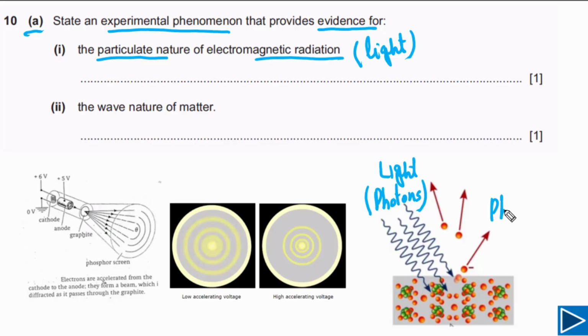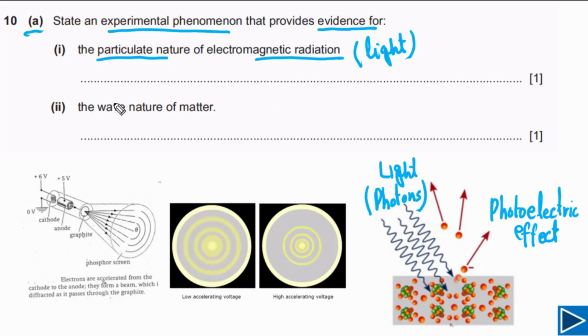And this phenomenon is the photoelectric effect, the emission of electrons from a metal surface due to light. That is called the photoelectric effect. And this is the experimental phenomenon that proves that light behaves as a particle, or it shows the particulate nature of electromagnetic radiation. So for the first one, simply you can say photoelectric effect.